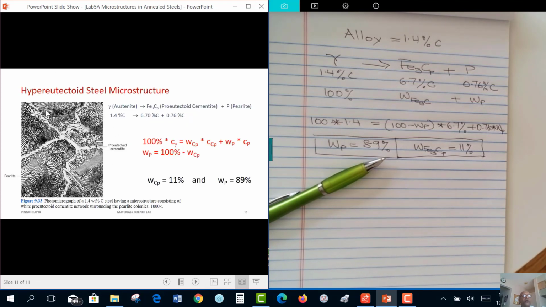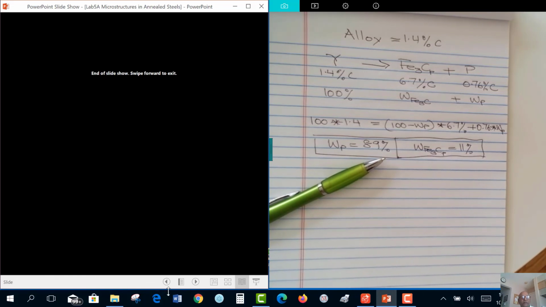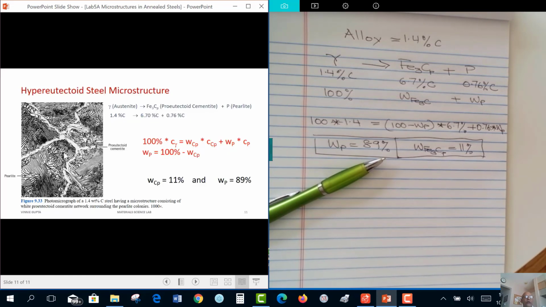If we take a hypereutectoid steel, cool it very, very slowly, a steel that has more than 0.76% carbon, we will get this pro-eutectoid cementite and pearlite. So usually we will have lots and lots of pearlite in a hypereutectoid steel and small amounts of pro-eutectoid cementite, this white river.